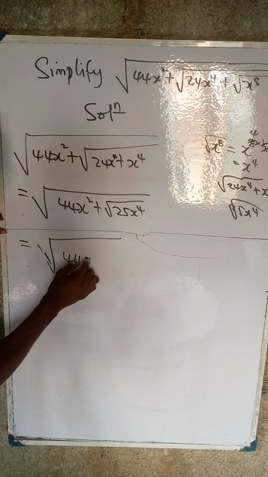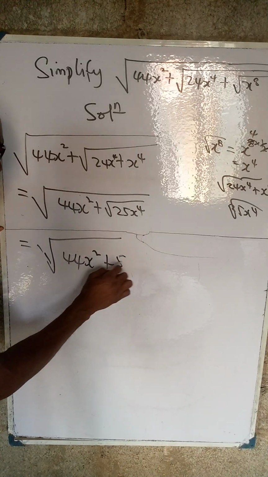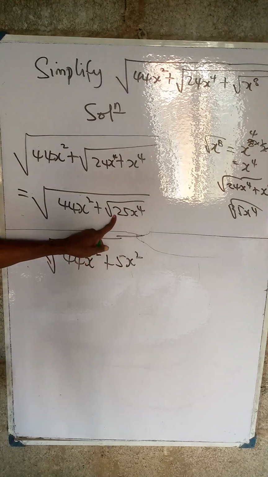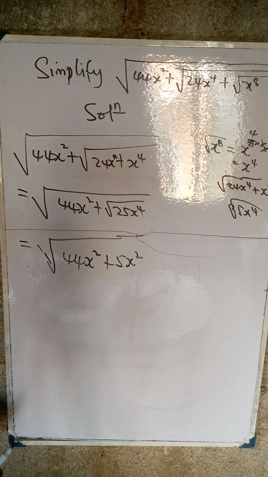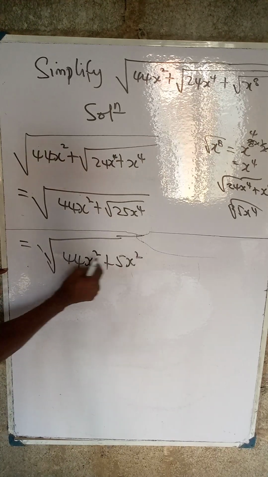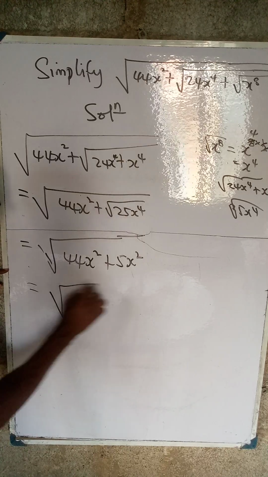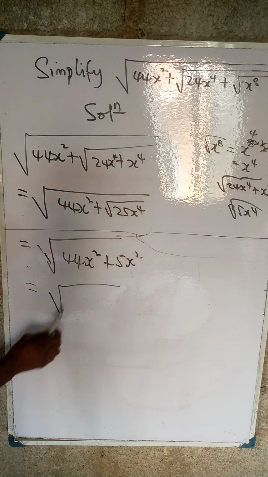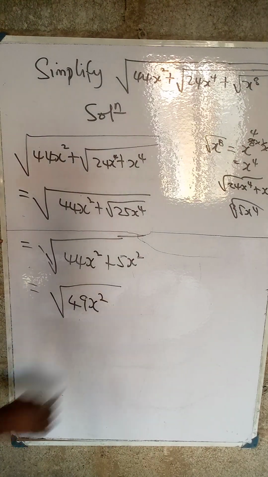So this gives us root 44 x raised to the power 2 plus 5 x raised to the power 2. Is that right? Yeah, the root of 25 is 5, and the root of x raised to the power 4 is x raised to the power 2. Now I have 44 x raised to the power 2 plus 5 x raised to the power 2, the same power. So I will have now root 44 plus 5 gives me 49 x raised to the power 2.